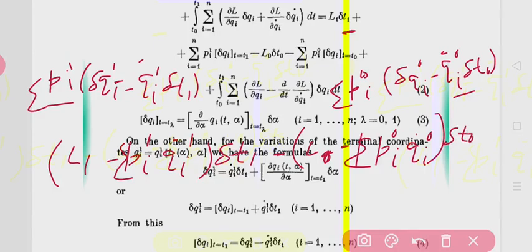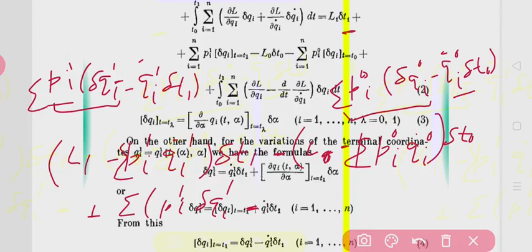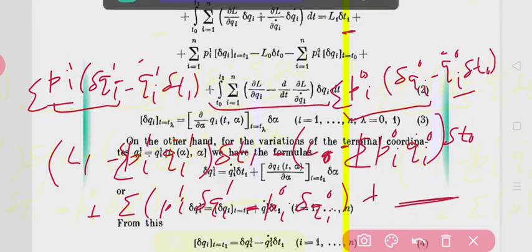Now remaining terms will be its first term and minus of its first term. So I collect it in another bracket. Okay, that will be given by plus summation p_i1 delta q_i1 minus summation p_i naught into delta q_i naught. Now this will be collected in another bracket, and the remaining integral will be written over there.